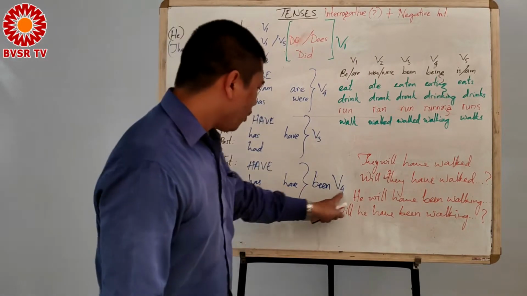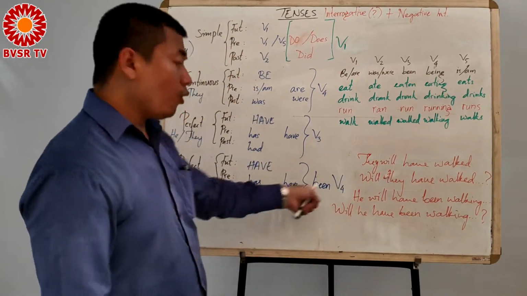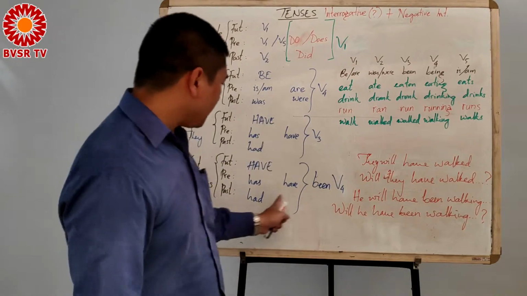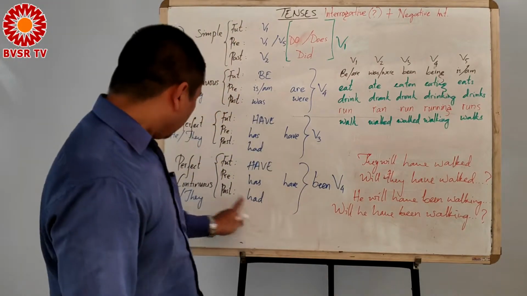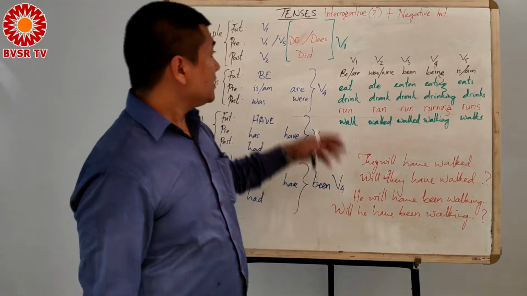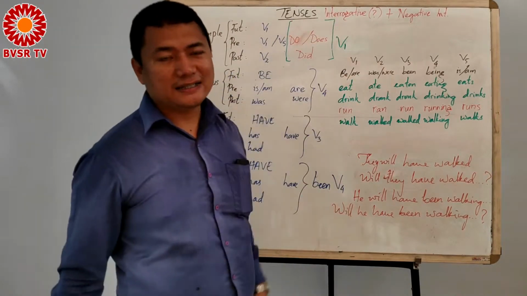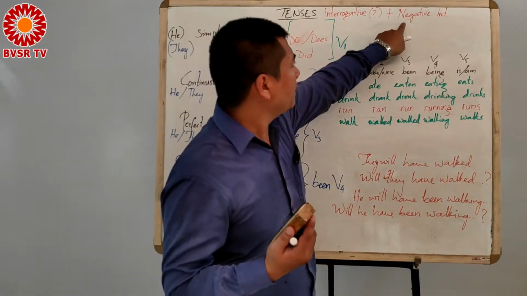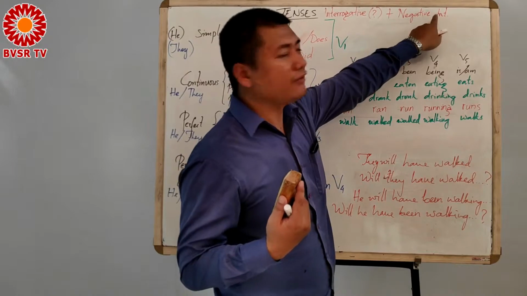They have been walking in the park. Have they been walking in the park? They had been walking in the park. Had they been walking in the park? That is how you make interrogative sentences. Now I'll teach you very simple, I'll teach you how to make negative interrogative.